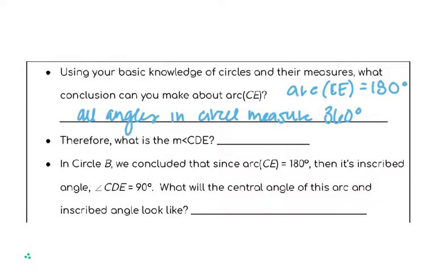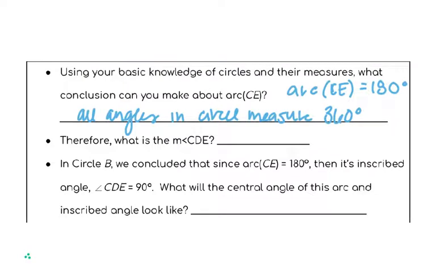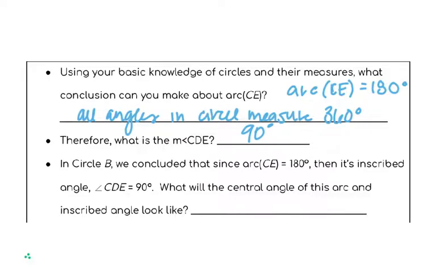Well, if that is the case, then what is the measure of CDE? We're talking about this angle right here. Well, that's its inscribed angle, so it has to be half of whatever its intercepted arc is. And we just figured out its intercepted arc is 180 degrees. So in this case, the measure of CDE should be 90 degrees, because that inscribed angle is half of 180.